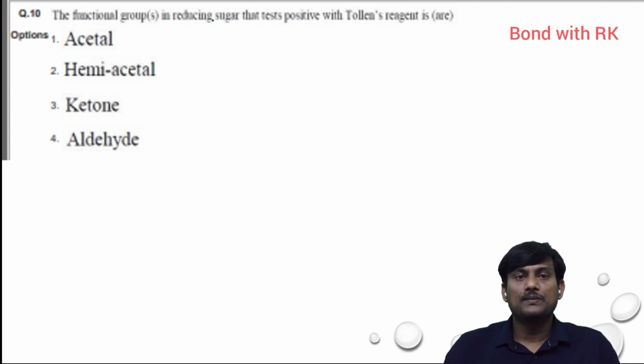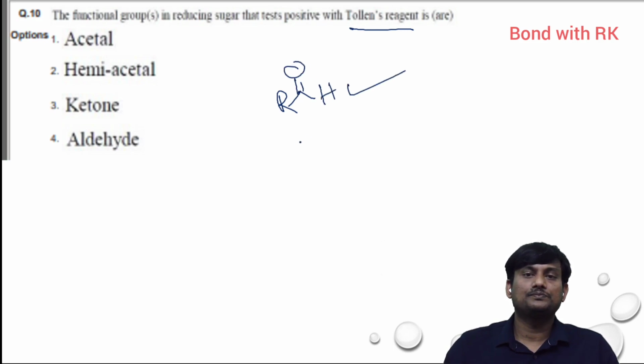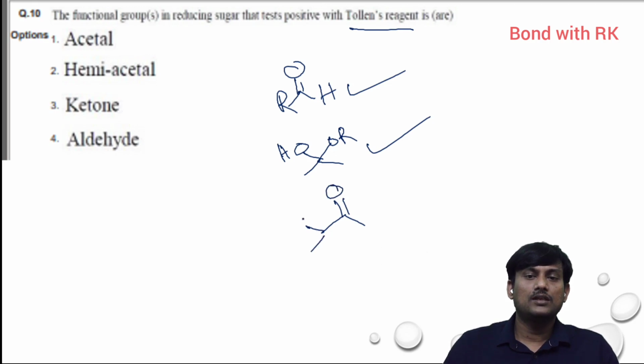The functional groups in reducing sugar that test positive with Tollens reagent are: what are the functional groups which are positive towards the Tollens reagent? These are the functional groups. Aldehyde is positive, and also hemiacetal. This is the hemiacetal form, OH, and this one is OR. Hemiacetal, this one is positive, and also beta hydroxy ketone, this one also positive.